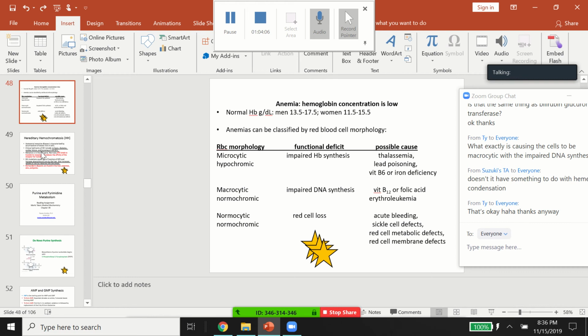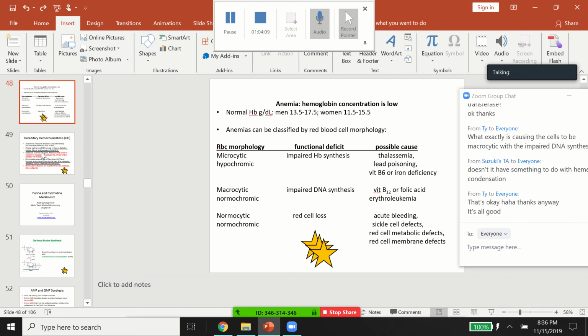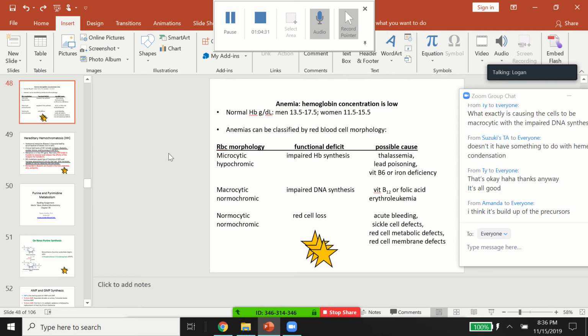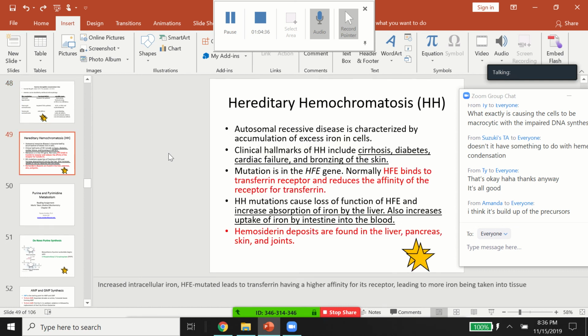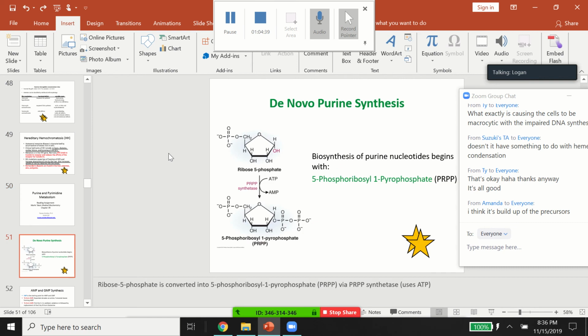Hey, do you remember why macrocytic, like why if you have vitamin B12 deficiency, why that's macrocytic? Do you remember that? I know it's impaired DNA synthesis, but why? Do you know? Ah, okay. We have someone else working on it. I know it's more like FYI, but I'm kind of interested to remember. Build up of the precursors. Okay. Well, we'll come back to it. We'll just go ahead and keep going, see if she comes up with it. But yeah, so let's continue.